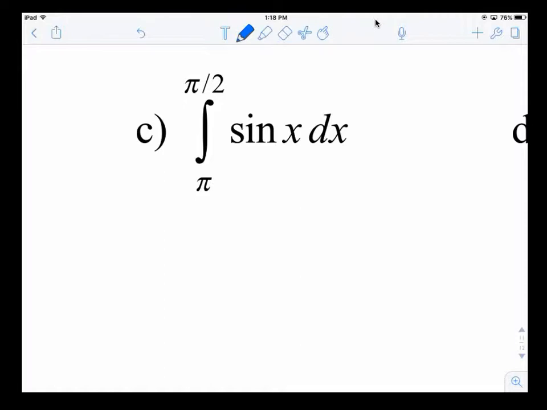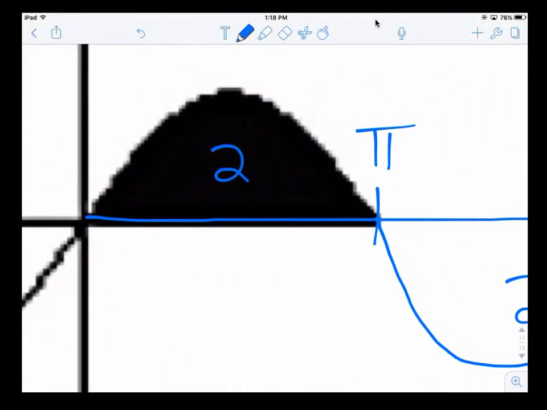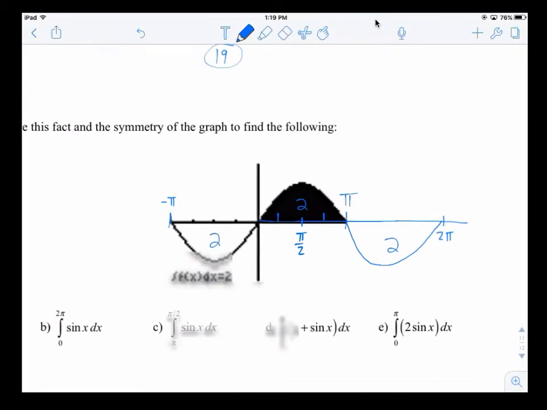All right, pi to pi halves. So pi is there, pi halves would be here. Right, and pi halves is half of pi, right? So if the whole thing here from 0 to pi is 2, half of it would be what? 1, right? That would be 1, that would be 1. So if I'm going from pi to pi halves, my answer would be negative 1, right? Because you're working backwards.